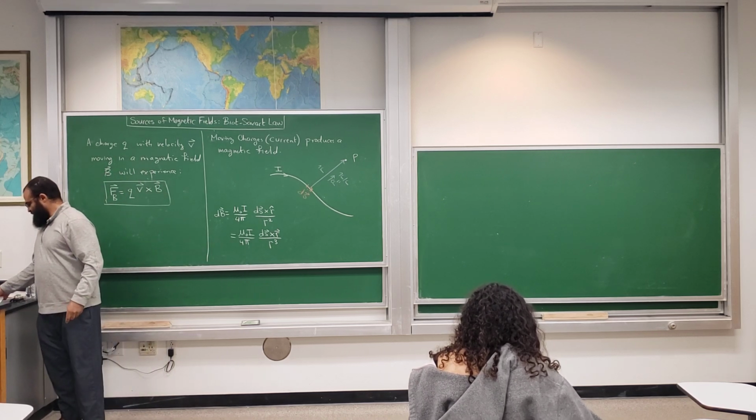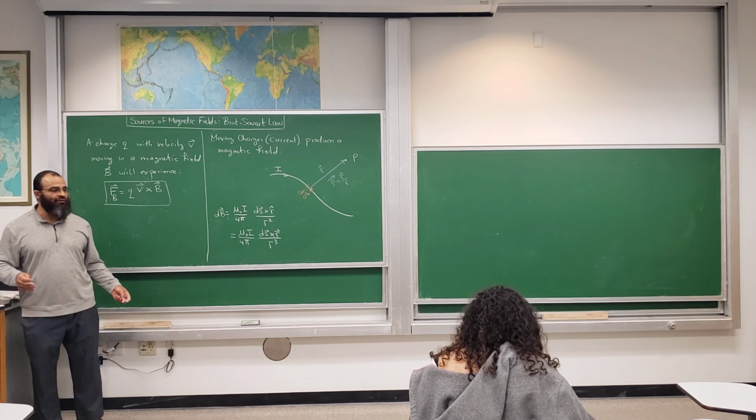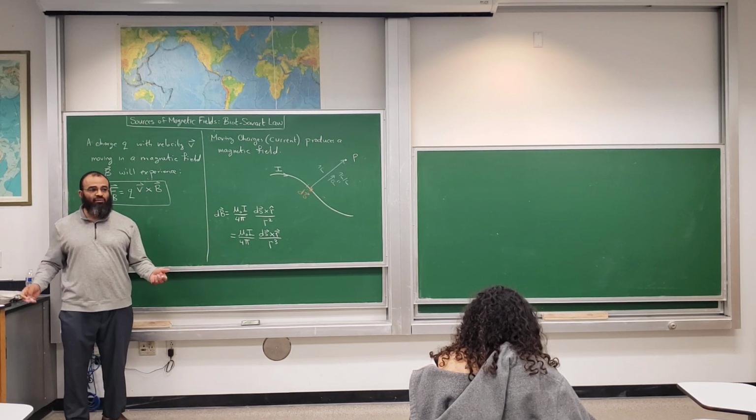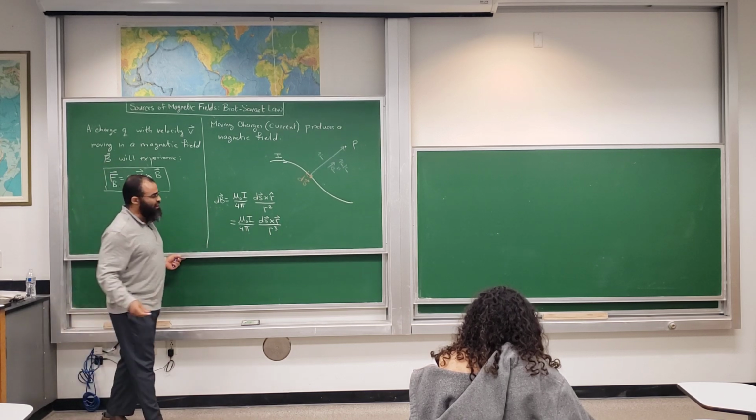Now, how much is mu naught? Well, first of all, they have a name for it. We don't really need it. It's called the permeability of free space, but it's a constant. So mu naught is equal to this.